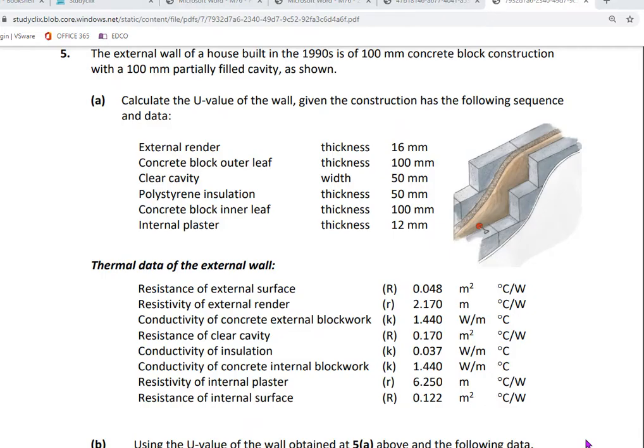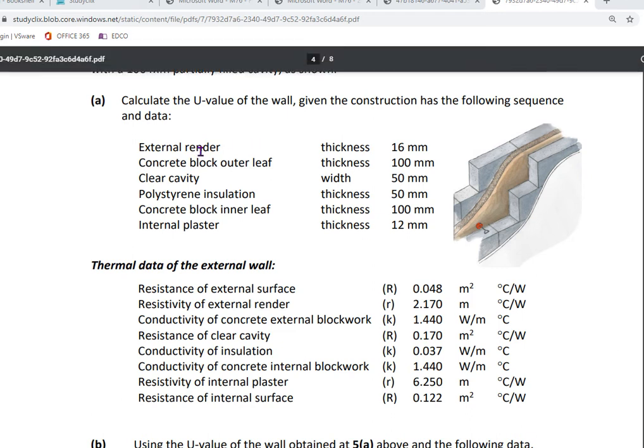Getting to our question, so the external wall of a house built in the 1990s is of 100mm concrete block construction with the 100mm partial filled cavity as shown. Calculate the U value of the wall given the construction has the following sequence and data. So we have an external render, 16mm thick, so the plaster on the outside is 16mm thick.